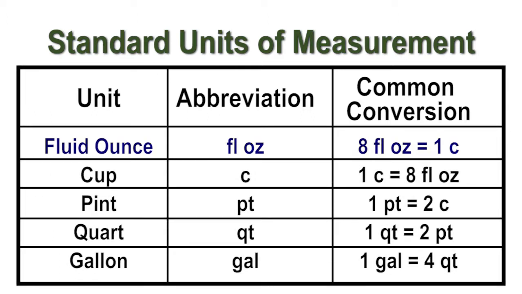A fluid ounce measures liquids and is abbreviated with an FL for fluid and an OZ for ounces. 8 fluid ounces is equal to 1 cup. A cup can also measure liquids and is abbreviated with a C. 1 cup is equal to 8 fluid ounces. A pint is abbreviated as PT. Each pint contains 2 cups. A quart is abbreviated QT. A quart is made of 2 pints. A gallon is abbreviated as GAL. Each gallon is made up of 4 quarts.